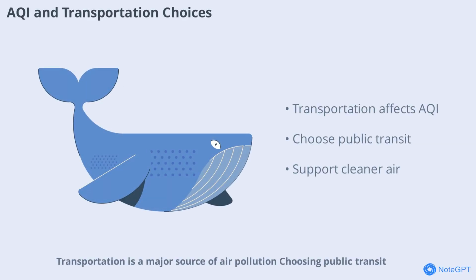Transportation is a major source of air pollution. Choosing public transit, biking, or walking instead of driving can help reduce emissions and improve air quality. Electric vehicles and carpooling are also effective options. The AQI encourages people to consider the environmental impact of their transportation choices, supporting cleaner air for everyone.